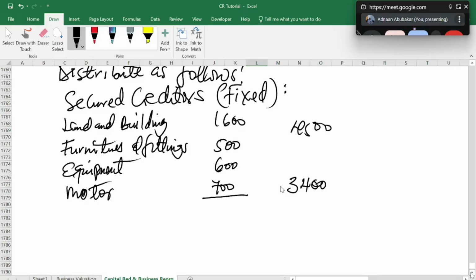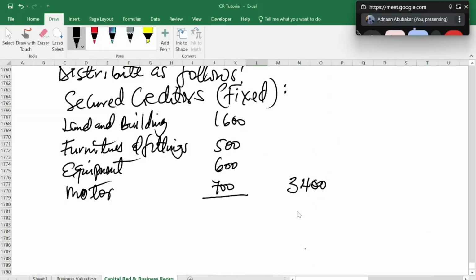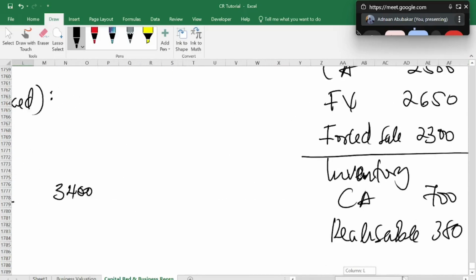Is there a non-current liability? Are you with me? Follow me keenly. When you look at the debenture, in the debenture they said the secured loan is how much? 4,500. But when we sold the asset, we were able to realize how much? 3,400. Clearly, we couldn't realize all the money after selling the PPE, out of the 4,500 secured loan.